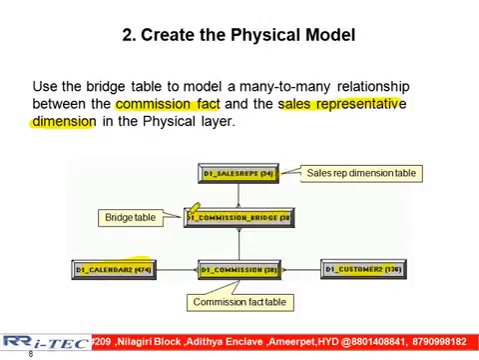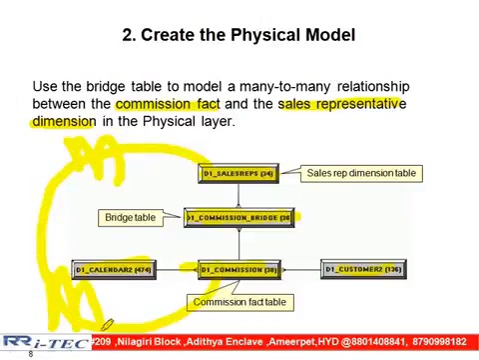So bridge table is acting as a mediator between sales representative table and commission table. Sales representative table to commission table, I have what, sir? I have many-to-many relationship. To overcome that many-to-many problem, we are introducing a bridge table. Bridge table always contains many records on the bridge table side. That is the reason we are doing these joins.